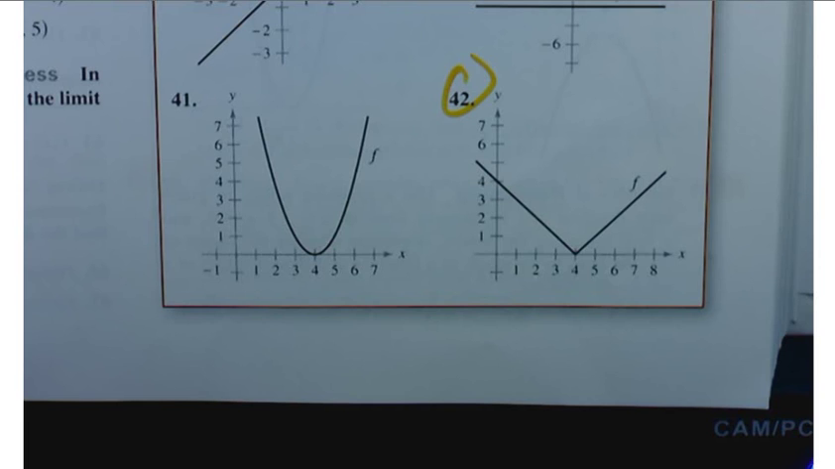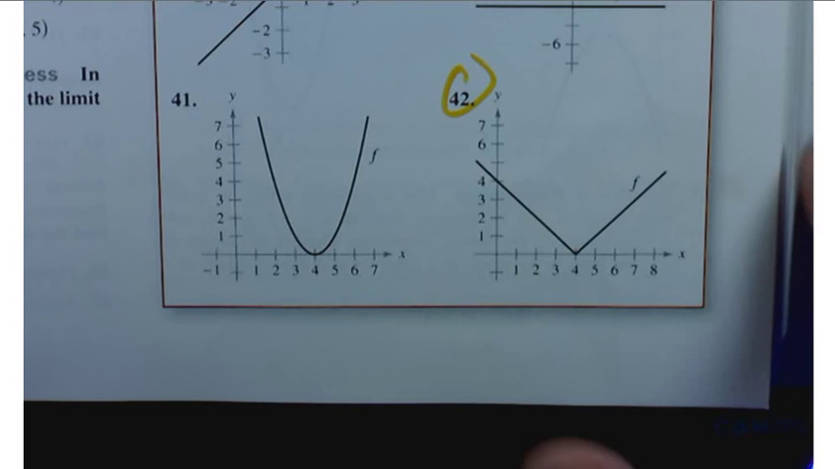Now I said earlier that one of the things that I want you to get from working with the definition of the derivative is an understanding of what can go wrong. So let's take a look at some of the things that can go wrong when you're looking at the derivative of a function near a point.